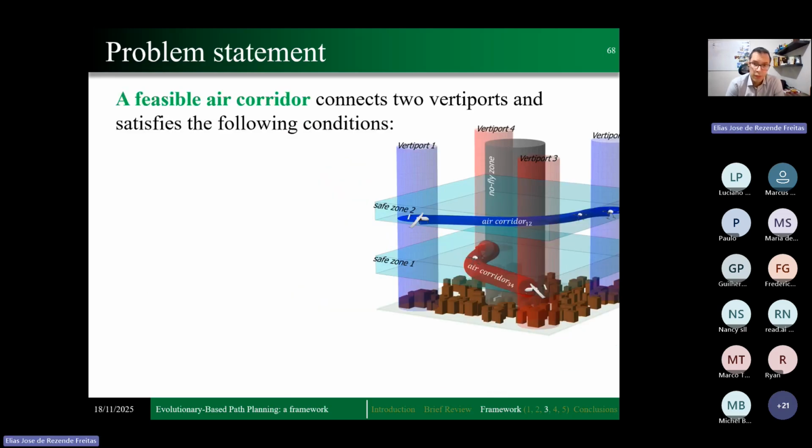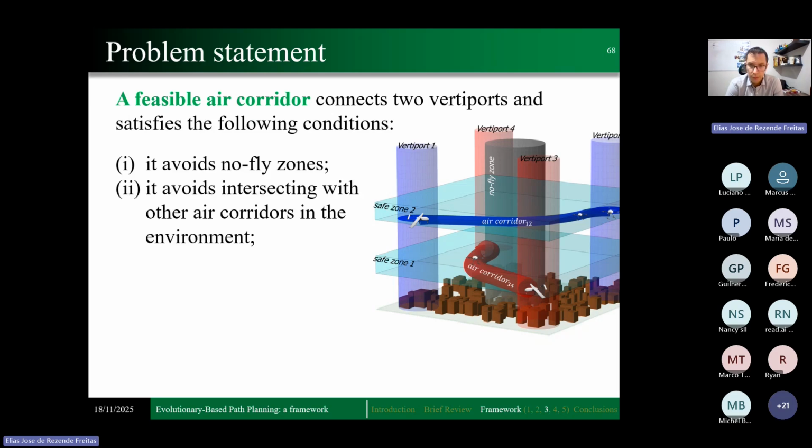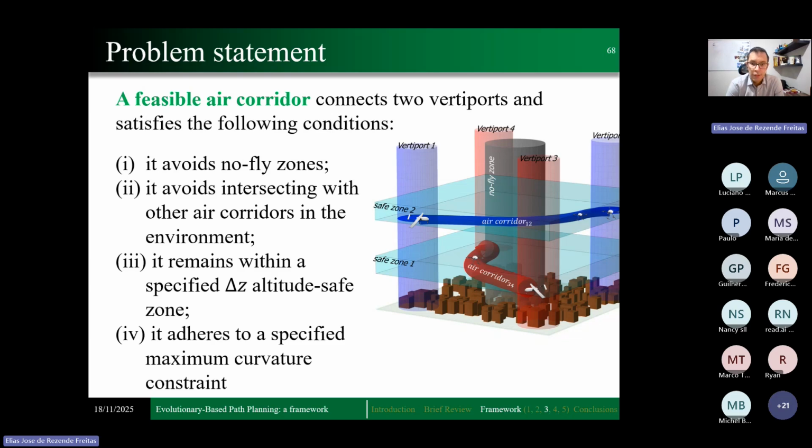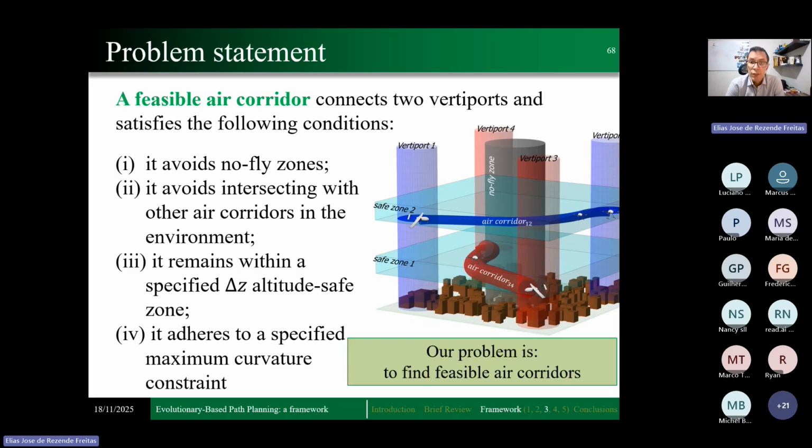We define a feasible air corridor that connects two vertiports as one satisfying the following conditions. It avoids no-fly zones, it avoids intersecting with other air corridors in the environment, it remains within a specified altitude safe zone, and it adheres to a specific maximum curvature constraint. Then our problem is to find a feasible air corridor considering these requirements.